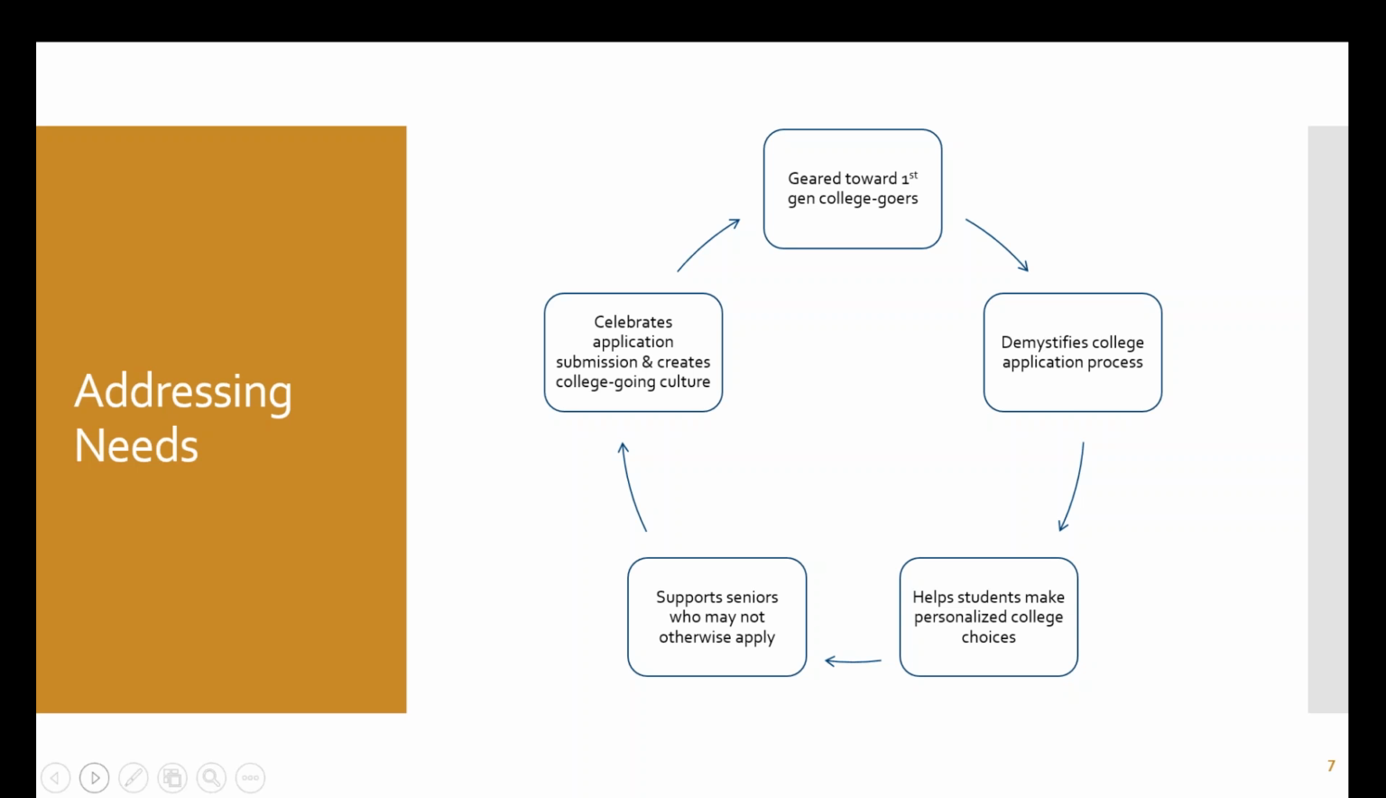We want to support seniors who may not otherwise apply. So those students who don't see that college is a possibility for them, we want to make sure that they understand that when we're talking about college, we're talking about it in a larger umbrella, not just as everyone's going to go to a four-year school. I always worry that students have that pressure that there's only information out there for university-bound students.